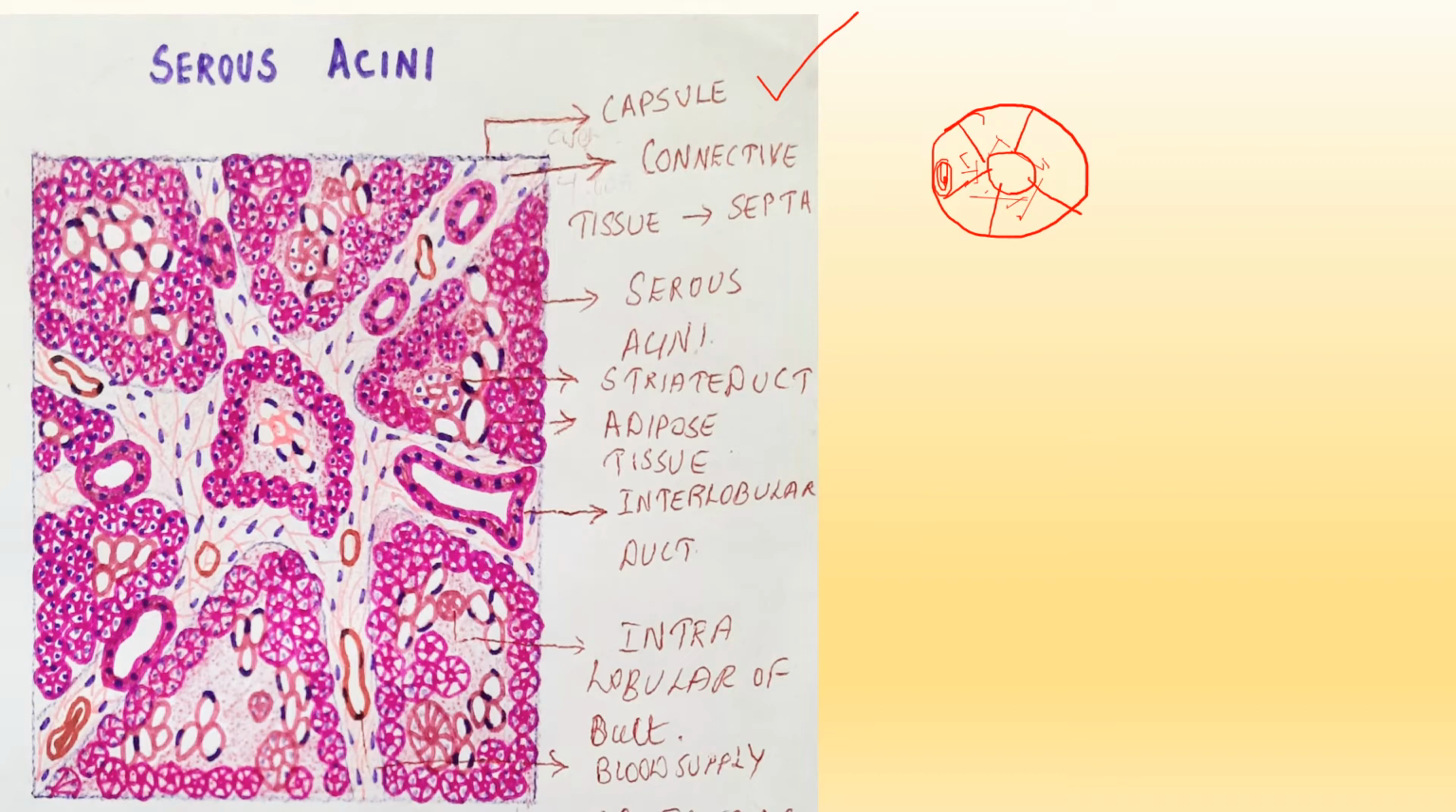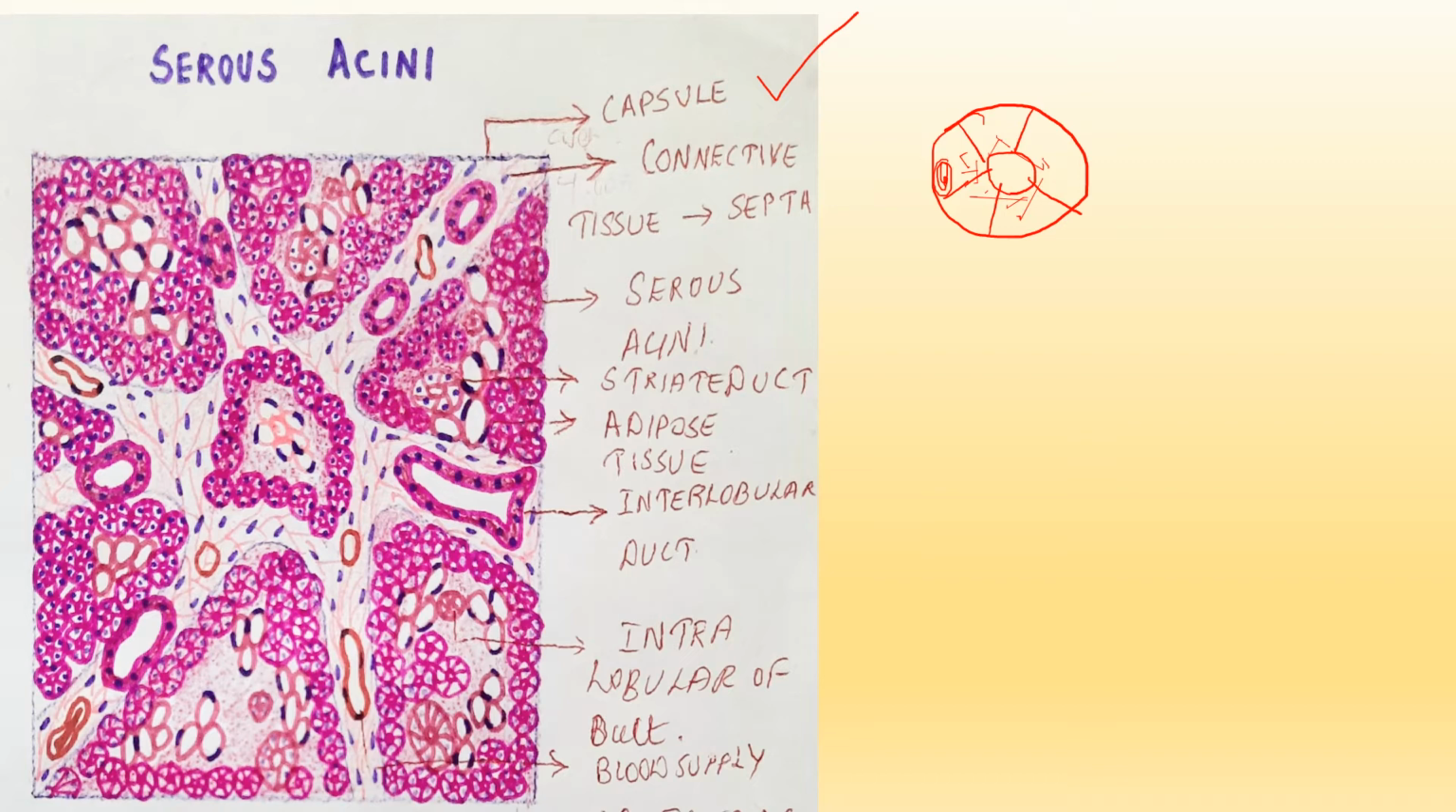Then you can see the ducts. First you can see the intralobular duct or intercalated duct. This intralobular duct merges to form the striated duct.